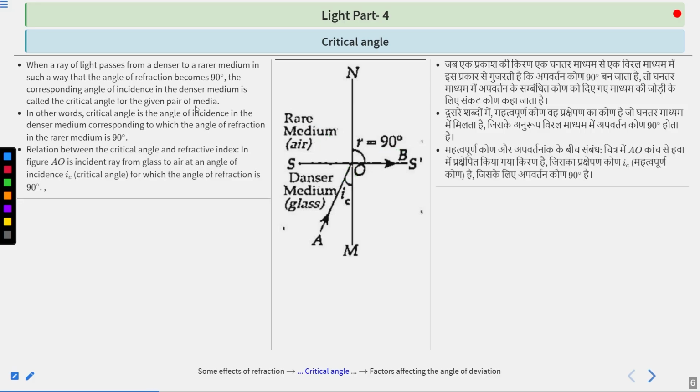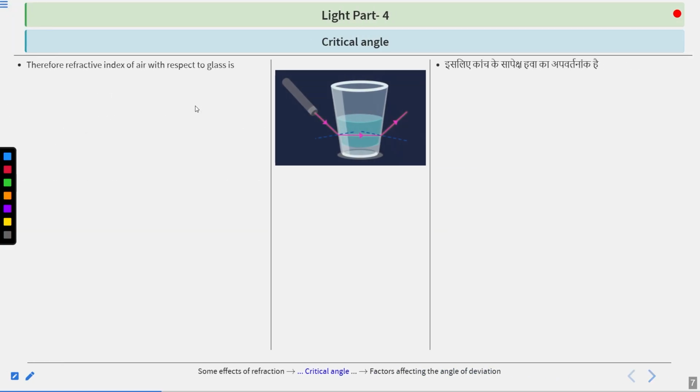Relation between the critical angle and the refractive index. In the figure, AO is the incident ray from glass to air at an angle of incidence IC, the critical angle, for which the angle of refraction is 90 degrees. Now, let's move forward.